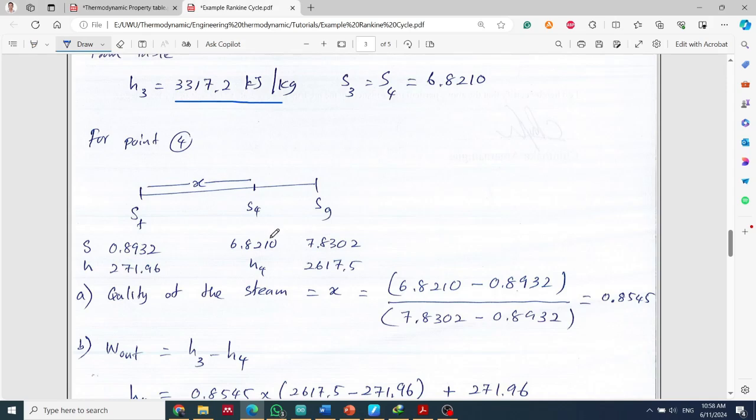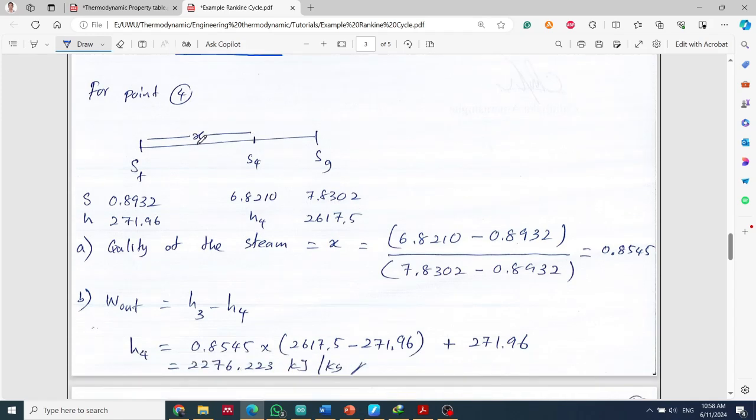Then we compare those two values with the S4 value. Therefore we can surely say point 4 is in between these two lines. So likewise we can find the X value. The quality of the steam X equals this value minus this value, the length of this line, divided by this value minus this value, again the length of this line. So that way we can get the fraction equal to 0.8548. So that is the quality of the steam.